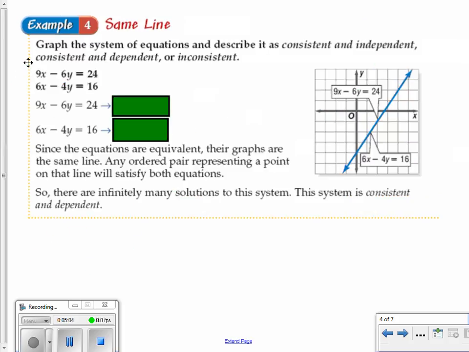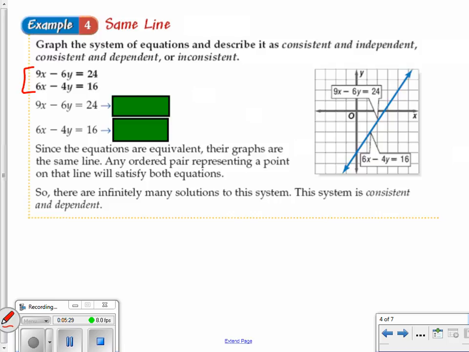Now in this case, we'll have the same line. So again, kind of the spoiler alert, it tells you right away what's going to happen. So our prompt is we need to graph the system of equations and describe it as consistent and independent, consistent and dependent, or inconsistent. Now again, they give us our system right here. We have two different equations. Each one has an x and a y.